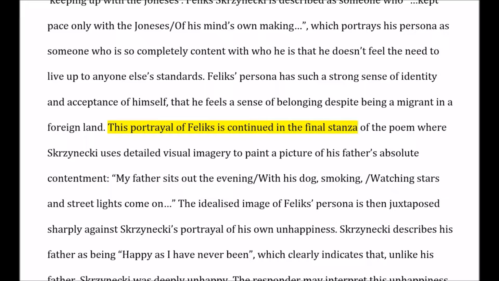This is all you need to do. You just need to make the connections for the reader, just explain your thought process. So all these words are doing here is saying that this idea that we've just talked about, the idea that he was content with who he was, he knew who he was, and therefore always felt a sense of belonging. That idea is continued in the last stanza of the poem.